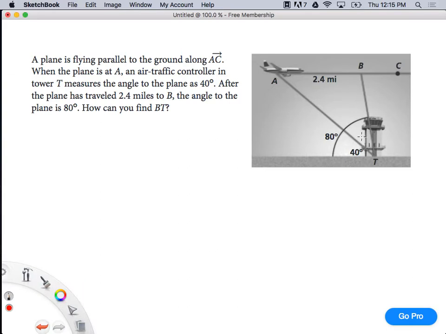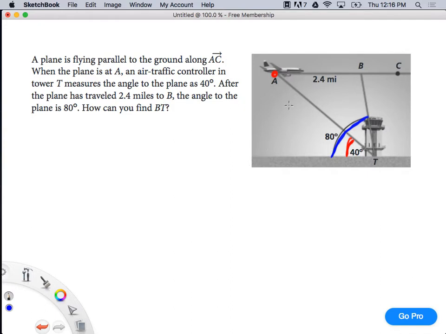So when he's at A, this angle here is 40 degrees. When he's at B, the angle here is 80 degrees. How can you find this?